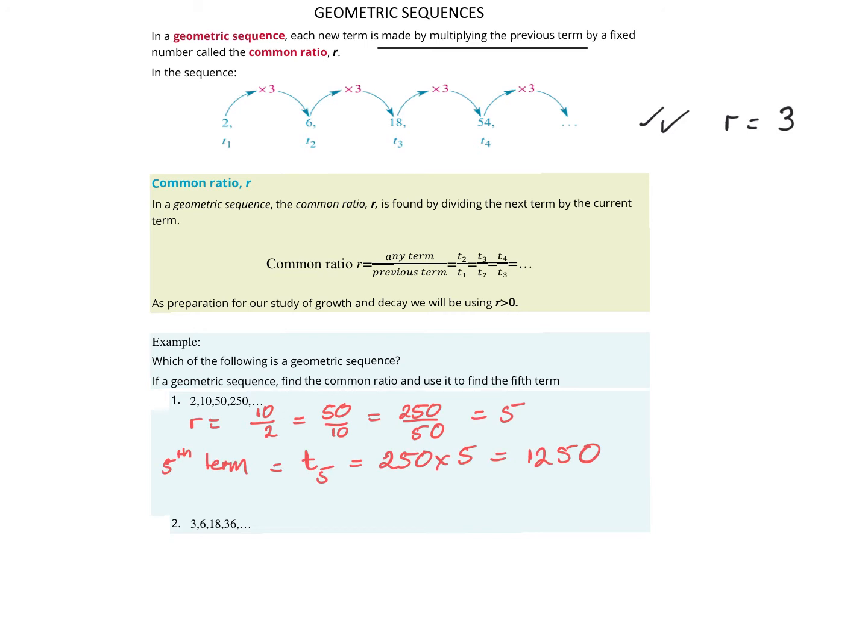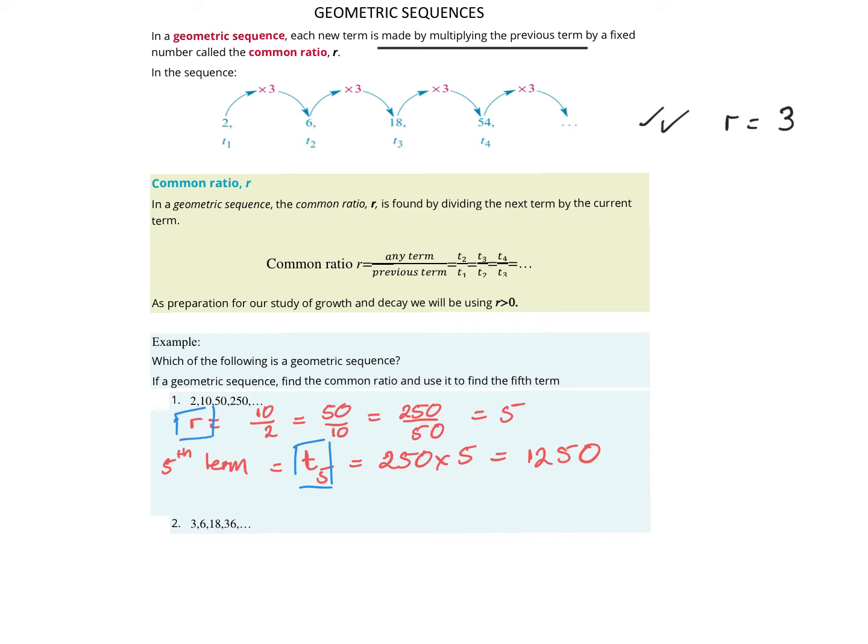Have a look at the terminology there that we've used for the fifth term. T5 is the best way to write that. So R is the common ratio, T5 is the fifth term.